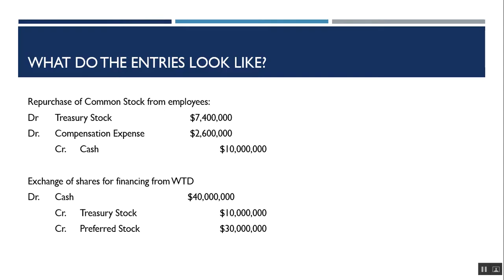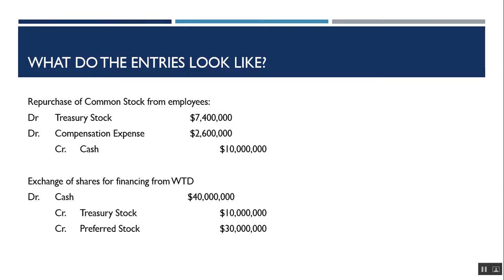The company did that via an independent third-party valuation specialist, and they concluded that the purchase price of $10 million exceeded the fair value of common stock by $2.6 million. So this is why you see $2.6 million as the compensation expense, and then the value of the treasury stock was $7.4 million. And then the company paid $10 million in cash to their employees for the repurchase of that stock.